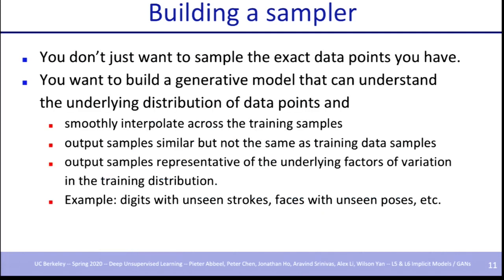What do we want from our sampler? We actually want somehow a generative model that can understand the underlying distribution of data points, and as a consequence, interpolate across the training samples in a meaningful way. Output samples similar, but not the same as training samples, so it generalizes. We want output samples that are representative of the underlying factors of variation in the training distribution.